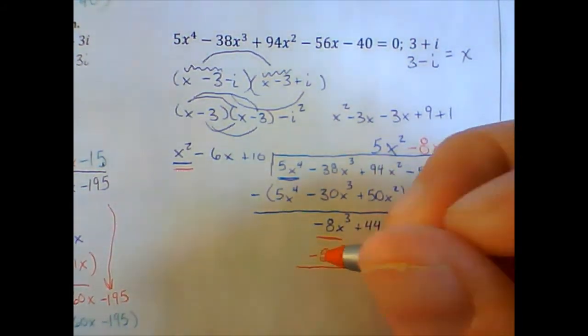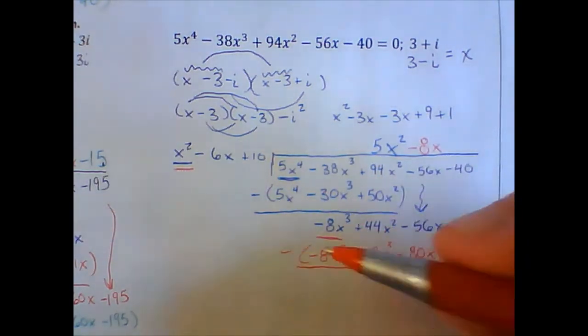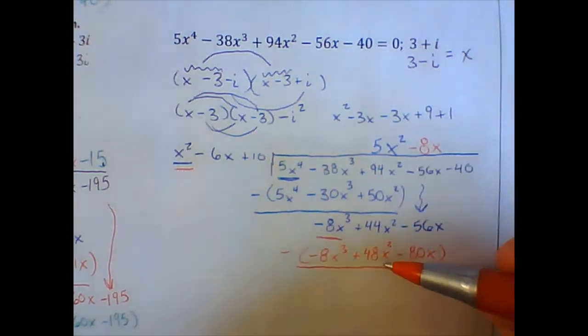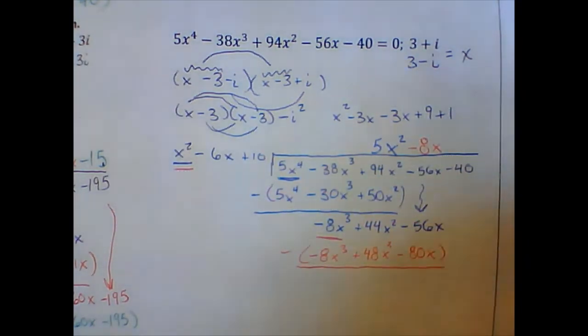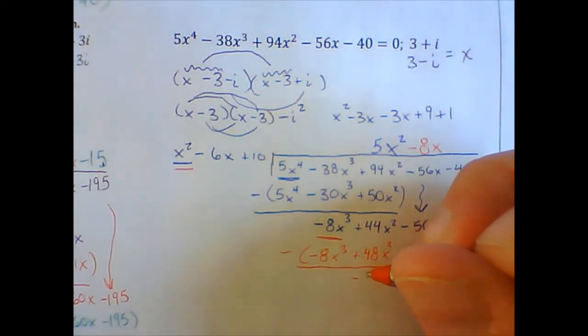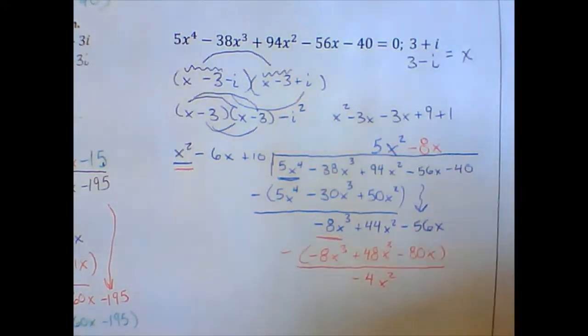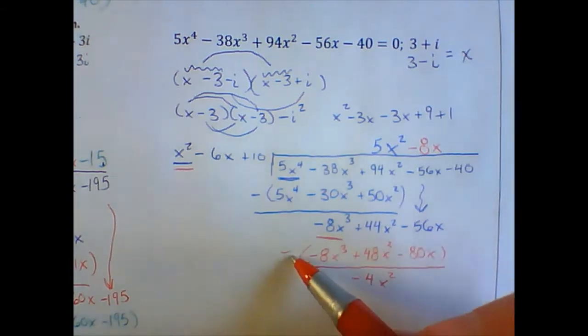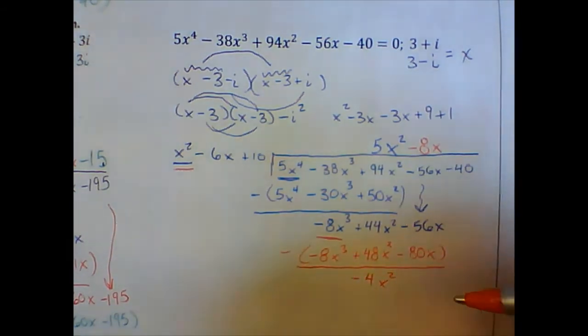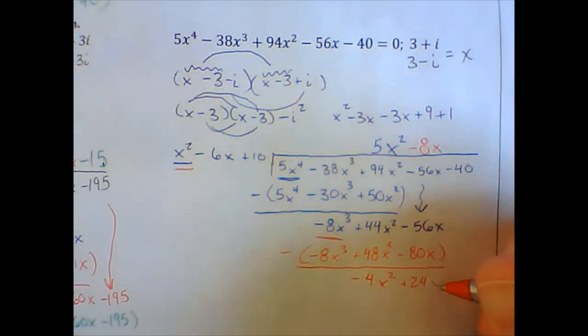All right, the big group is subtracting. This is kind of the last part in the cycle. Remember that subtraction applies to the entire bottom row. So we have a 44 minus 48. Double negatives on the 80, that's a positive 80. So we end up with a plus 24 once the 56x is subtracted off.